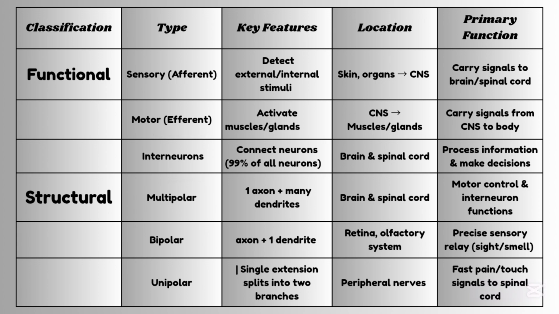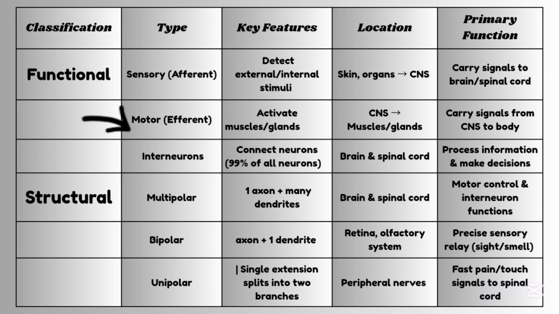The key feature about the sensory neuron is that it detects external as well as internal stimulus. External stimulus can be anything. It can be temperature, it can be pain, whereas internal can be change in the blood chemistry as well as stretching of the organ. Their location is skin and sensory organ, and they carry the signals from these organs to the CNS. So their primary function is that they carry signals to the brain and spinal cord.